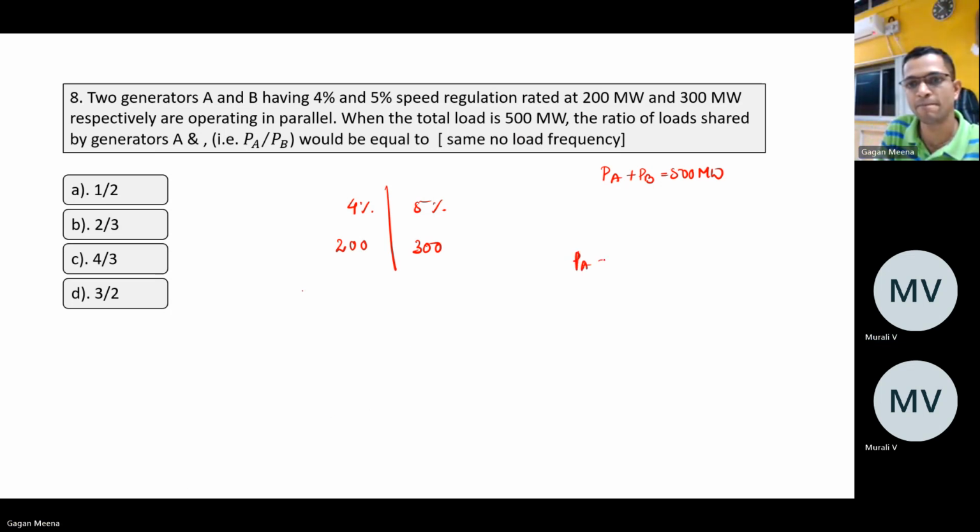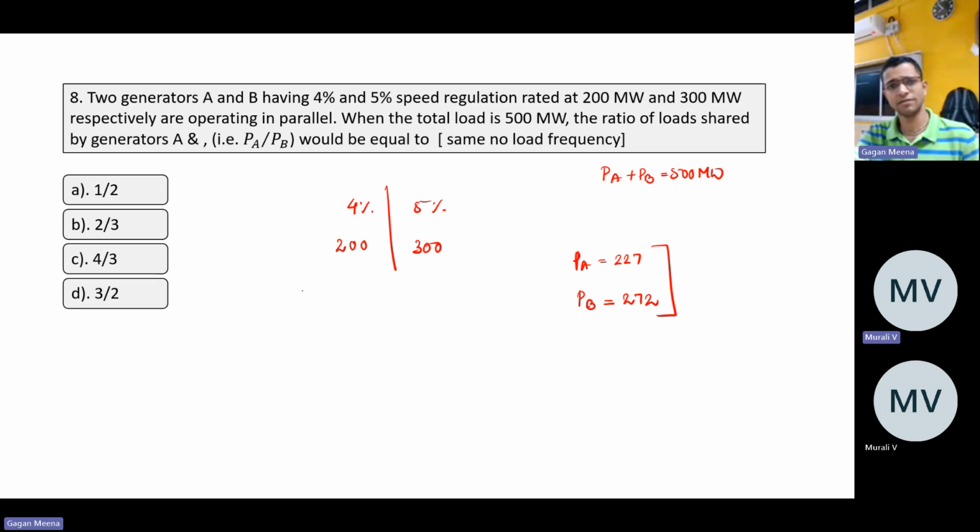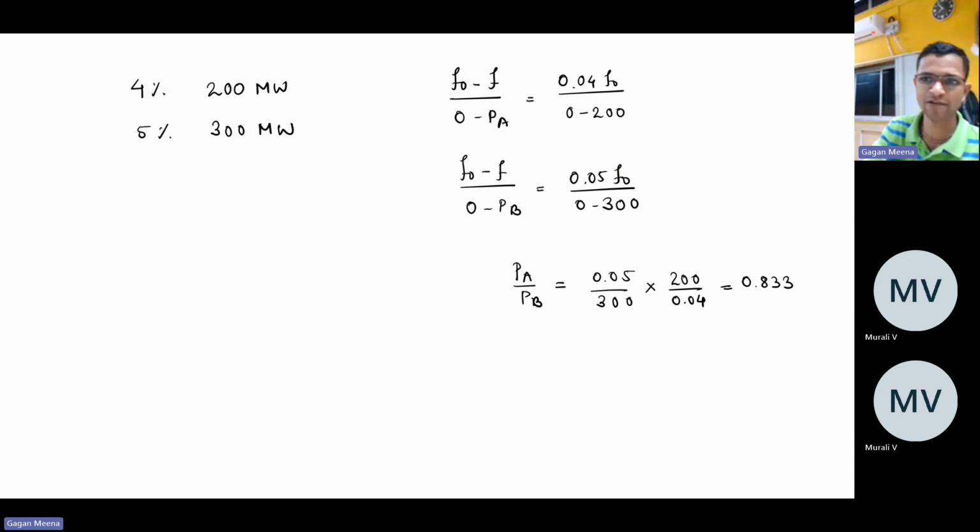Minus 500. It's around 272. So 227 by 272, so 0.834. I don't know the answer. Let's just check. But we don't need to; without calculating PA and PB also, we can do it.